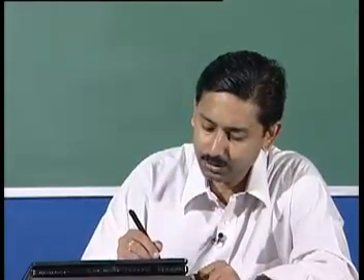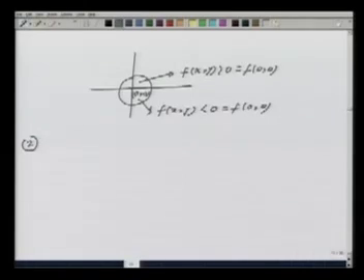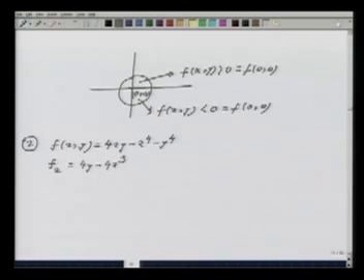Okay. Now let us look at our second example. Now let us look at this function f of xy equal to 4xy minus x to the 4 minus y to the 4. I want to check for maxima and minima of this function. So I start again with partial derivatives. What is fx? It is 4y minus 4x cube. What is fy? That is 4x minus 4y cube.